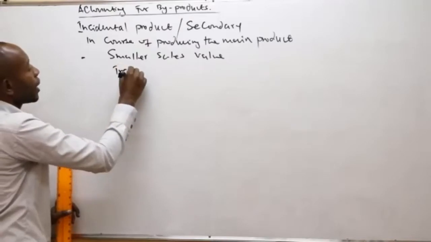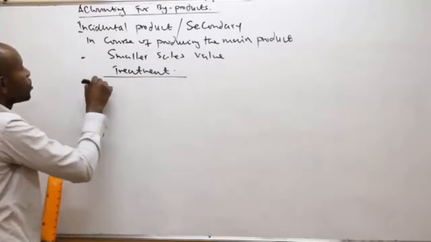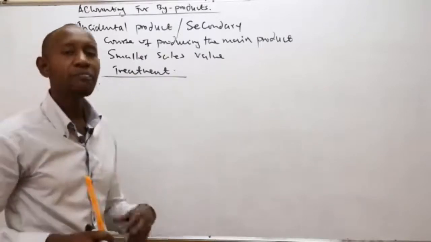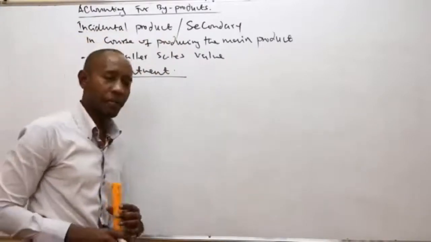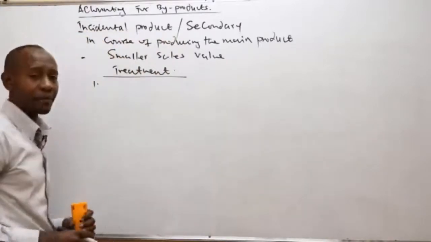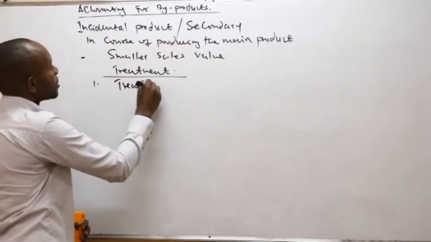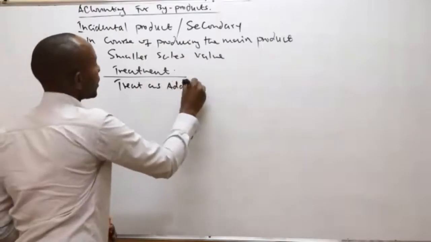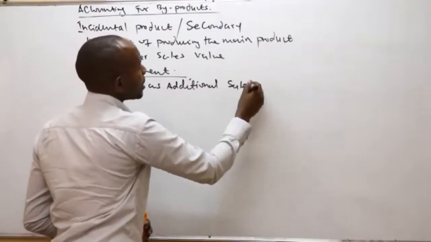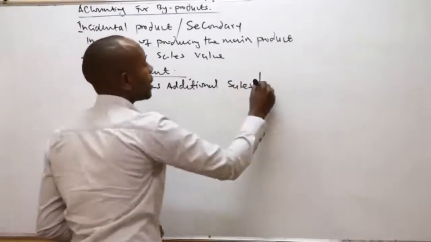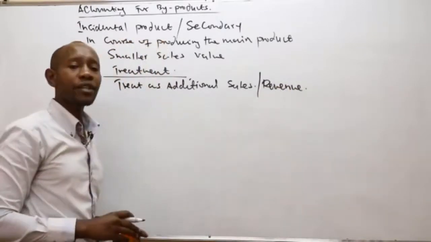So this I can say here, treatment. And it's good that you can be able to remember the 3 treatments. We will, however, use 1 treatment, but I'll just mention the 3. So 1, you can treat as additional income. Or let me say, treat it as additional sales. If you like, you treat this as additional revenue.